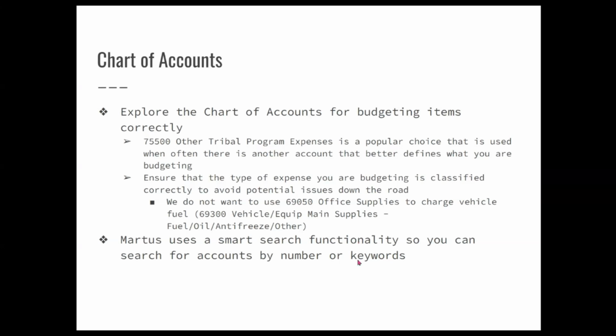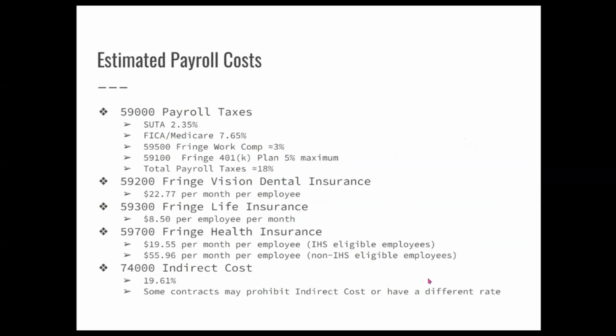We'll look at it once we get into Martus, but Martus has a smart search functionality when we're trying to enter our account numbers. If we're entering our budgets line by line, we can type words to have Martus match what we're looking for. There was a separate memo that went out about the estimated payroll cost, but in this slide deck, I do have a whole page that also estimates what those are for now. So when you get the link to this, you can always refer to this or to the memo as well.